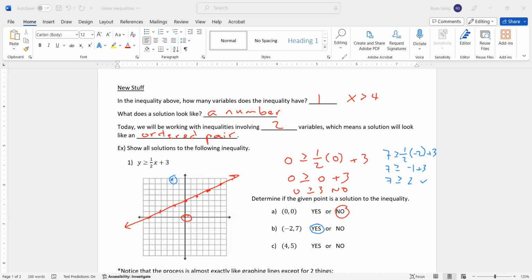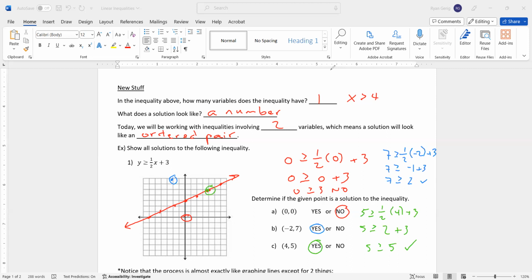Last one we're going to do is (4, 5). So put 5 in for y, 4 in for x, and we get 5 is greater than or equal to 1/2 of 4, which is 2, plus 3, which is 5. Is 5 greater than or equal to 5? Well, it's equal to, which is part of the sign, so yes, it is. So (4, 5) is right on the line.